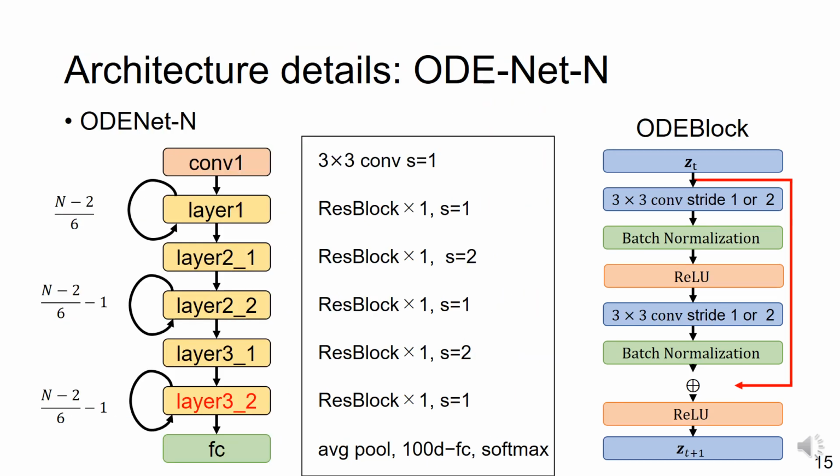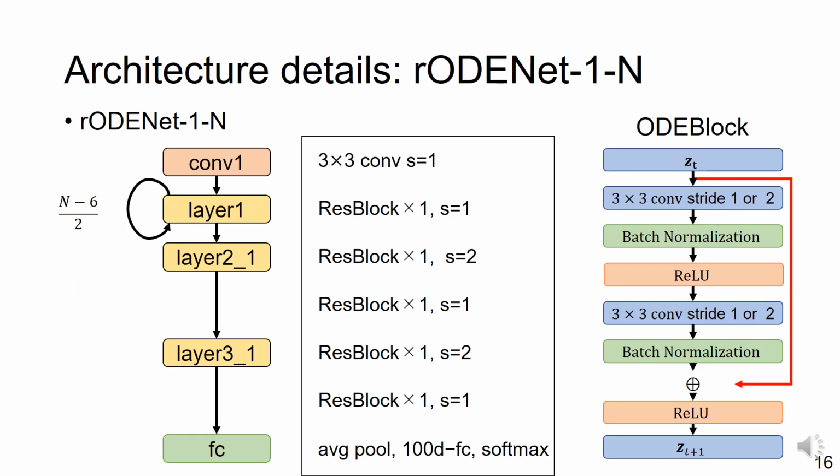This slide shows the network structure of ODENet. ODENet uses one ODE block repeatedly in these layers, while ResNet stacks multiple ResBlocks in Layer 1, Layer 2, and Layer 3. Thus, ODENet can reduce the number of parameters compared to ResNet. rODENet-1 is the architecture of ODENet where Layer 2 and Layer 3 are removed. On the other hand, the execution count of Layer 1 is increased, and the total execution count of the ODE block is equal to ODENet.